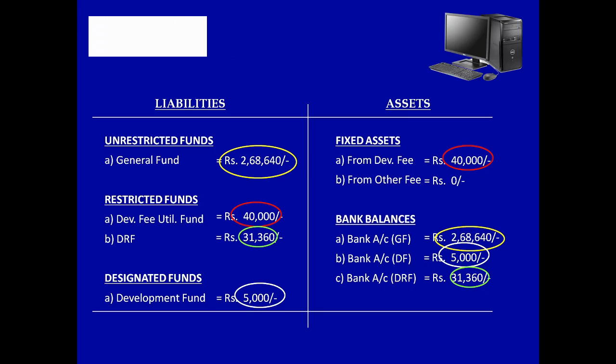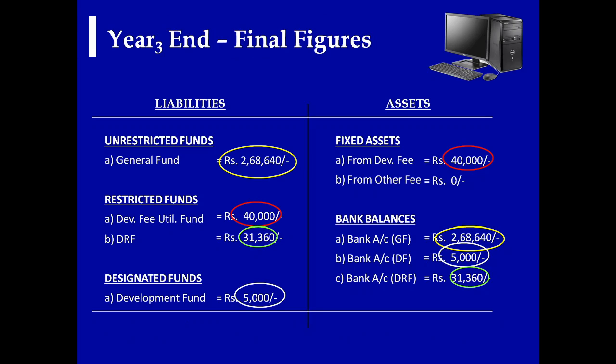Moving on to the third year now. At the end of the third year, again the general fund is going to be hit by the yearly depreciation on the computer, and now the general fund would stand at 2,68,640 rupees. The same amount is going to be reflected in its bank account also. Again, we have assumed that there is no yearly collection of development fees, or no purchase of the asset from development fees, so it is going to stand at 5,000 rupees.